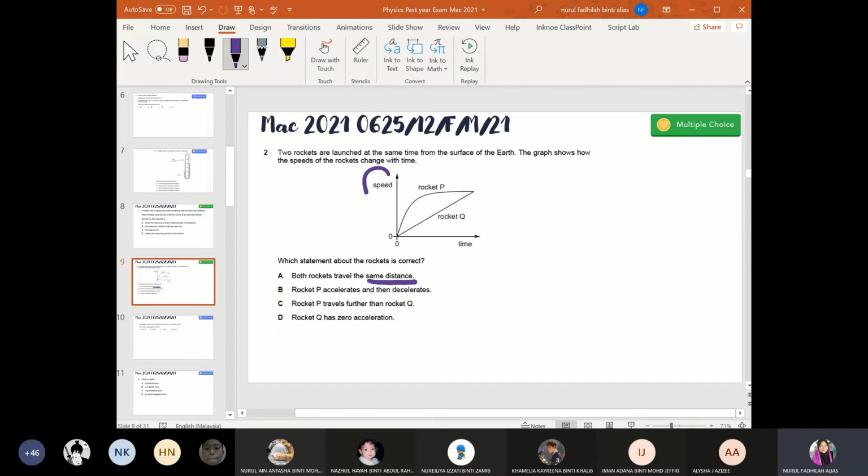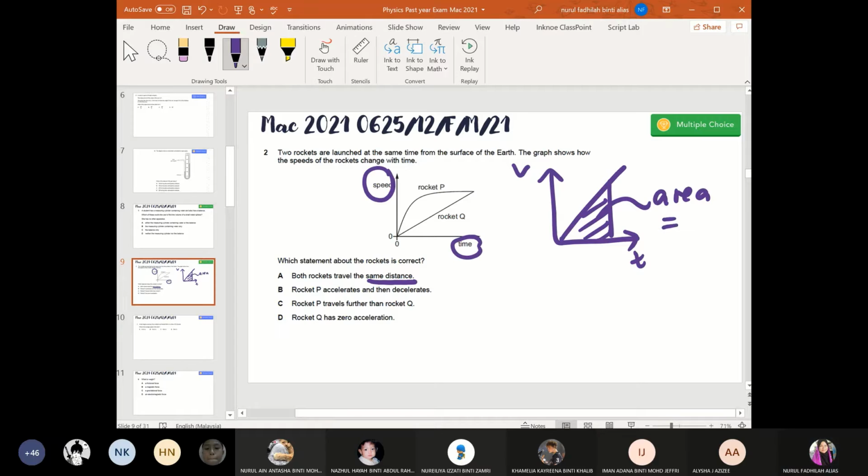So what do you have? You have a graph of speed against time. So you need to know if we have graph speed against time, the area under the graph gives you the distance. So if the question kata same distance, you should have the same area. Tapi nampaklah kat sini obvious different shape kan. This is for rocket Q, segitiga sahaja area dia. But for rocket P, kita ada bentuk macam ni. So that's the area. So it's different.